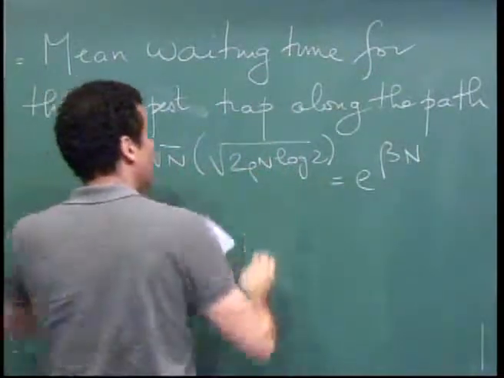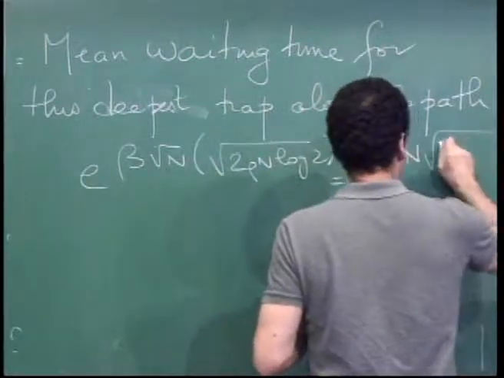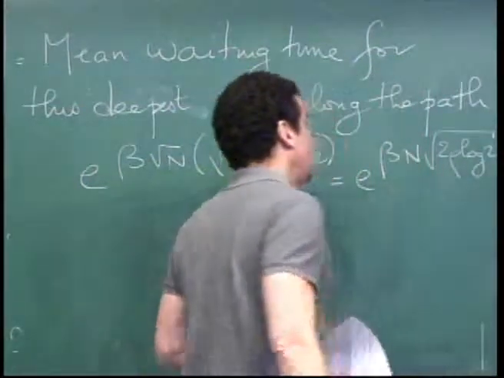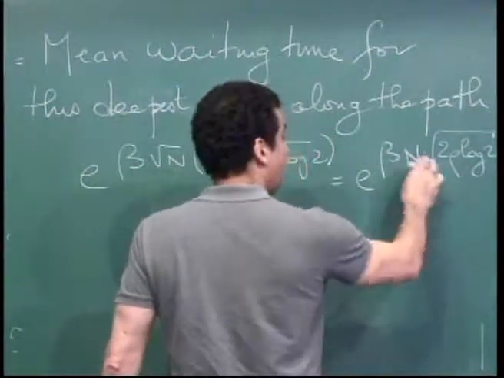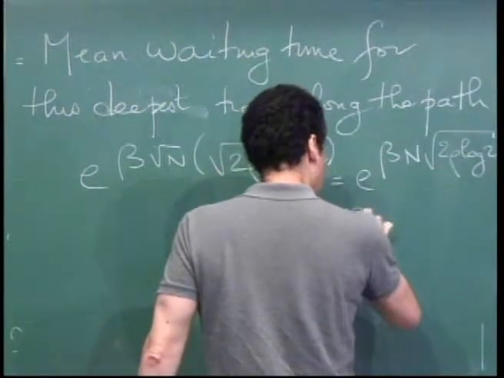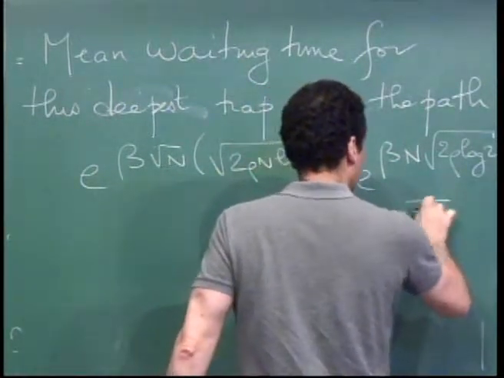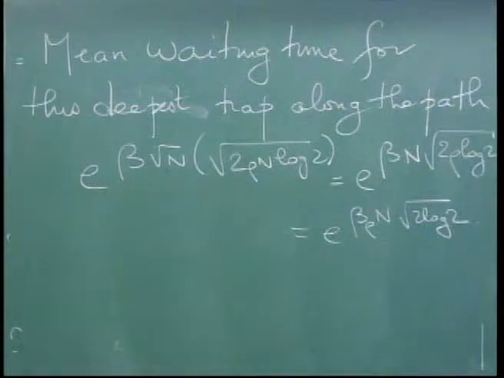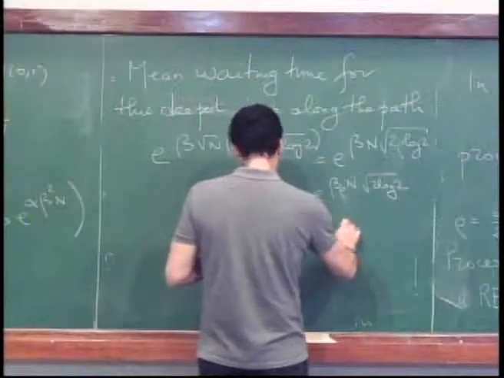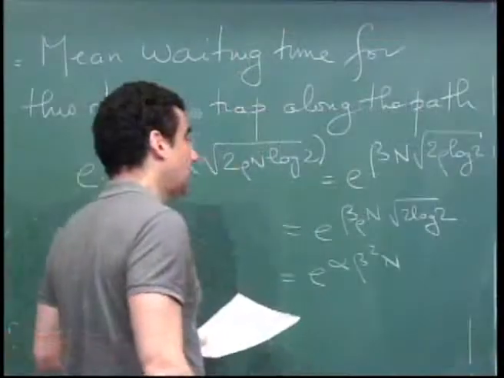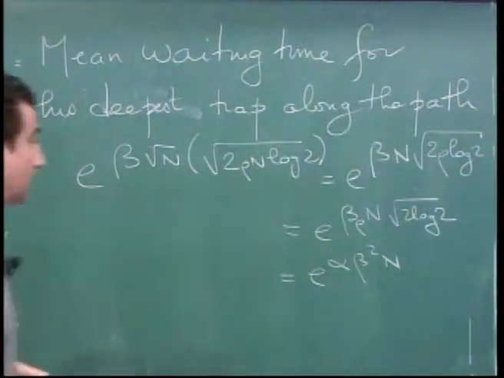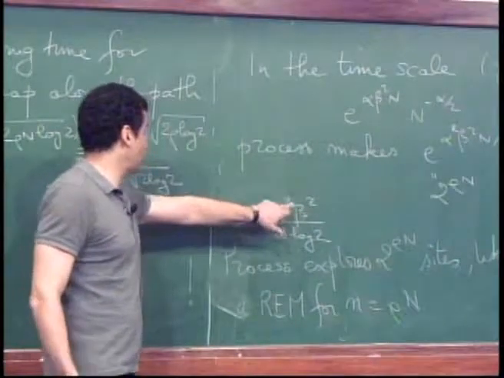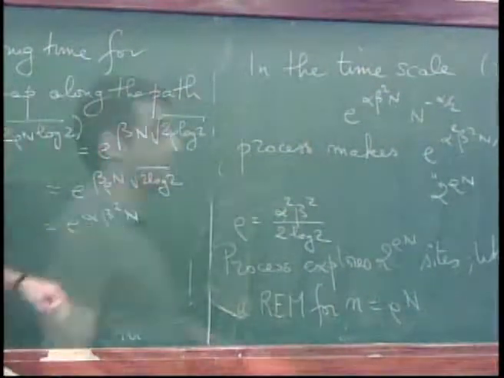You have square root n. And then you have the square root of 2 rho log 2. Right? Which is, of course, the same as my effective temperature, beta rho n square root of 2 log 2. All right, and so this is, of course, also what I call exponential alpha beta square n. If you remember what rho was, because remember rho is this. So 2 log 2 times rho is alpha square beta square. When you take the root is alpha beta, and then you get this.